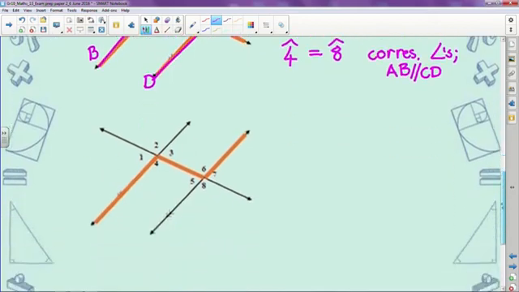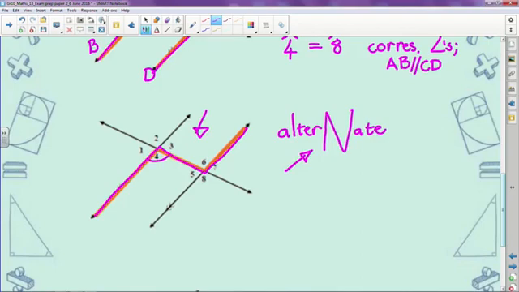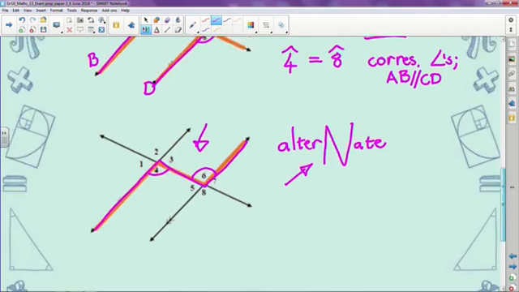Okay, this next one, can you see what kind of shape it forms? It almost looks like an N. Let's draw an N over here. I remember this by going alternate. Do you see the big N in the middle? That helps me to remember what shape alternate angles are. Now in this case, it's angle 4 and angle 6 that are alternate to each other.